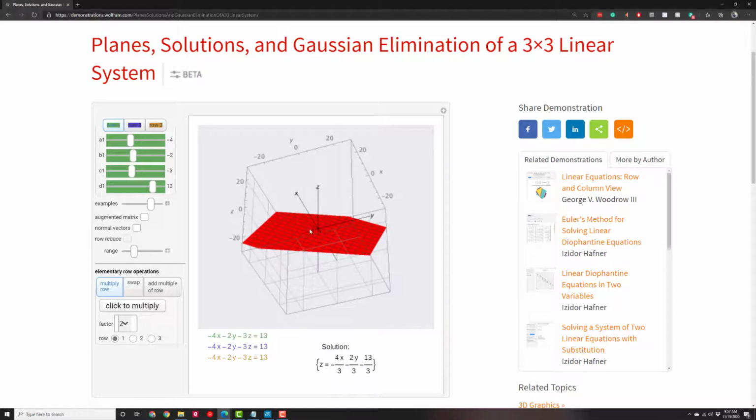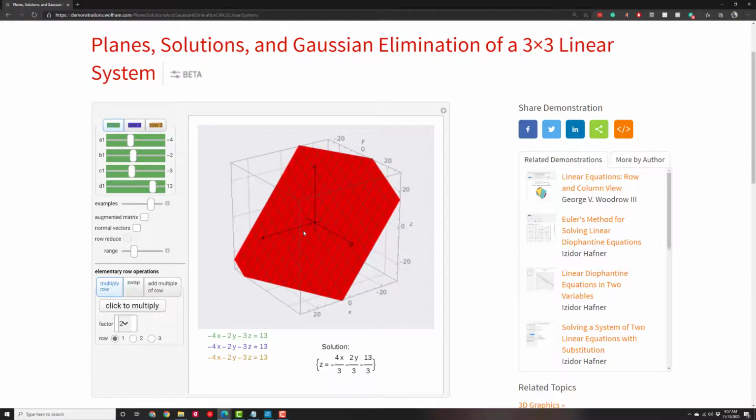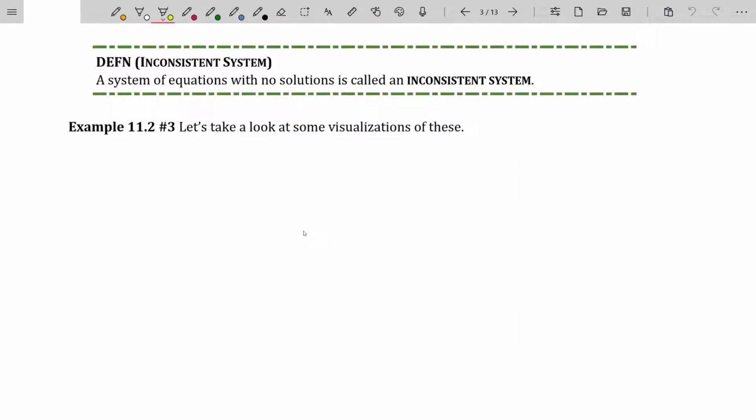So therefore, this is still consistent because there's an infinite number of solutions. In other words, there's at least one solution. So it seems like there's a lot of ways to get a consistent system, at least when you're dealing with a system of 3 equations with 3 unknowns. However, there are 3x3 systems that are called inconsistent, and inconsistent systems are systems of equations with no solutions.